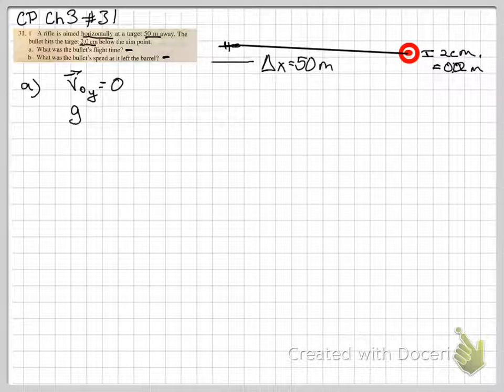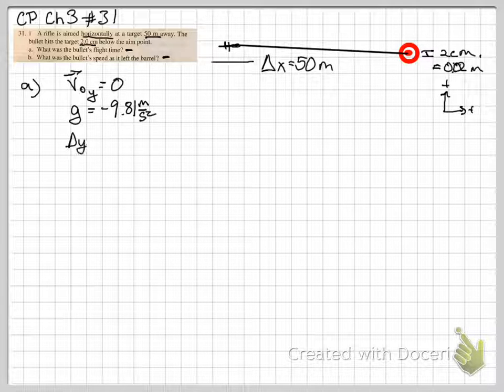We know that gravity is the acceleration we're dealing with, and we're going to say that that's negative 9.81 meters per second squared. So remember, have your sign convention ready to go. And we know that it fell a total distance of 2 centimeters, which we're going to convert to meters, so it's 0.02 meters. That leads us to think about which equation we should use.